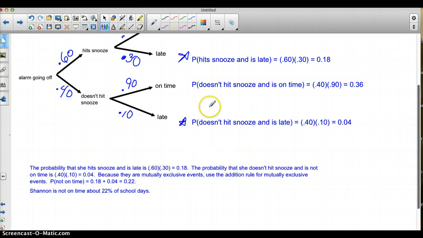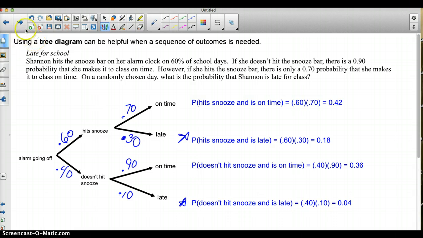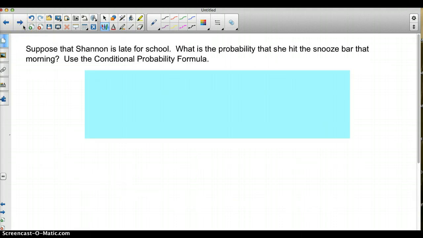Okay. Now, that's just one way you could go about solving it. You could draw the table out. Some people like to do it as a table method, but in certain situations, a tree diagram is actually a little more useful for you. Okay, so suppose that Shannon is late for school. What is the probability that she hit the snooze bar that morning?